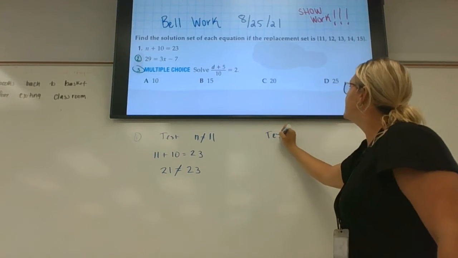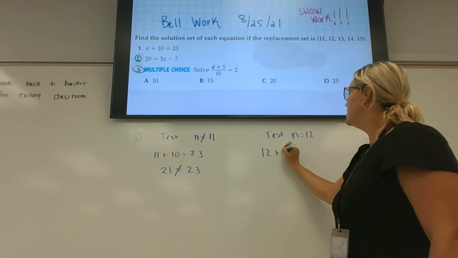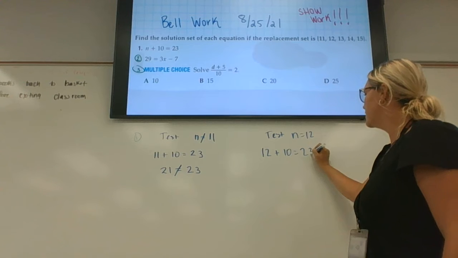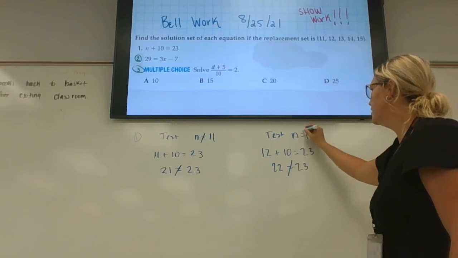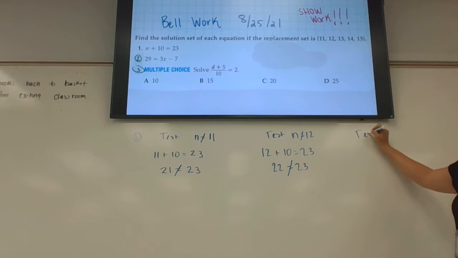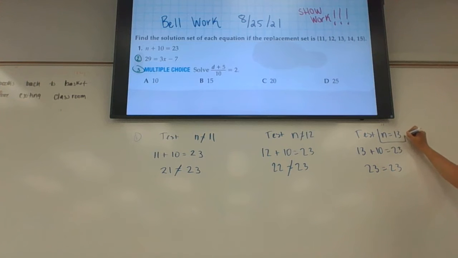So now I'll test out, does n equal 12? Is 12 plus 10, 23? Is 22, 23? No, 12 doesn't work. I'll keep going through the list and I'll test 13. Is 13 plus 10, 23? 23 equals 23? Yes.